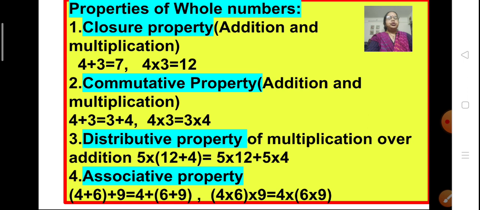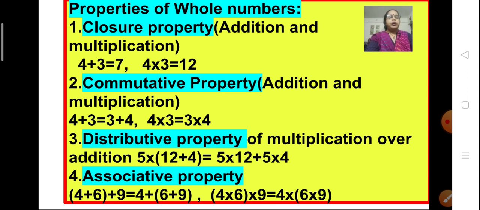If we write 5 into 12 plus 4, that means if we find the sum of 12 and 4 and multiply the sum with 5, then the product will be the same as if we multiply 5 separately with 12 and 4 and add them. So both ways the result will be the same. Then the fourth is associative property.